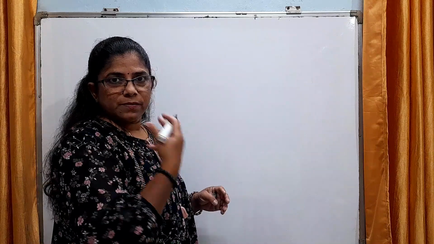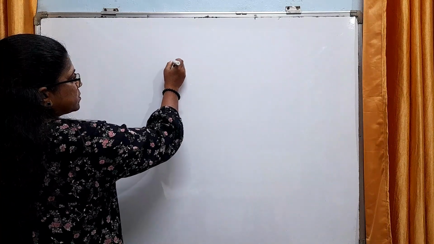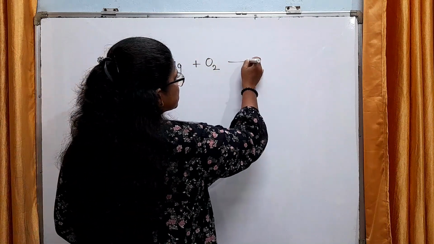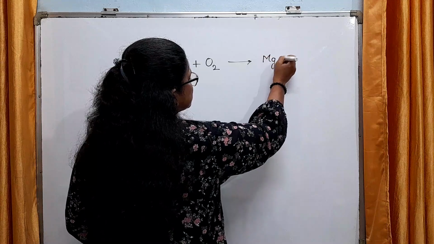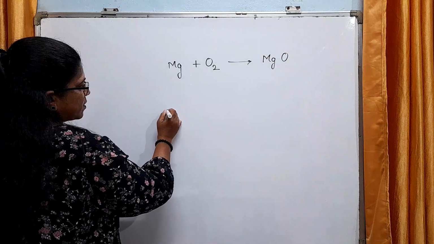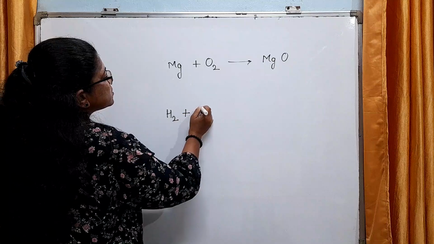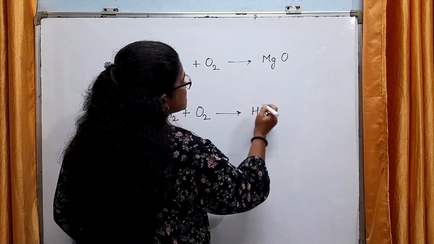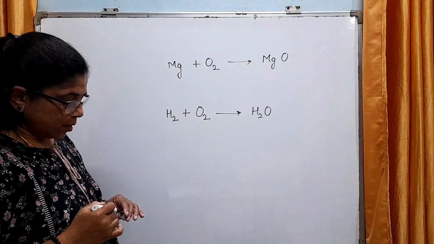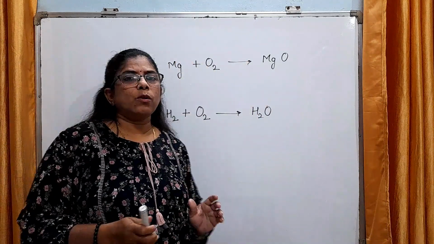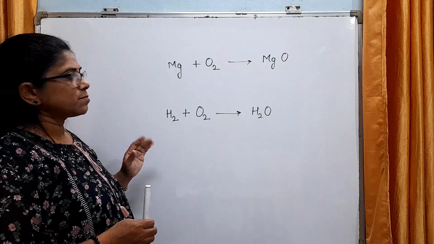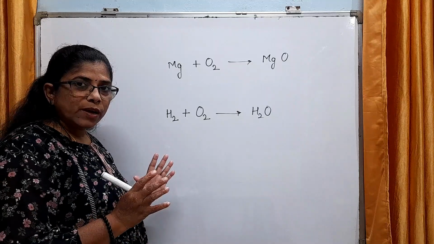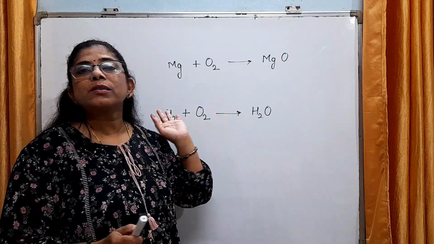Now just observe these reactions. The first one: magnesium plus oxygen gives magnesium oxide. Hydrogen plus oxygen forms water. Now just have a look at the number of atoms of each and every element, and the total number of atoms on the reactant side and on the product side.